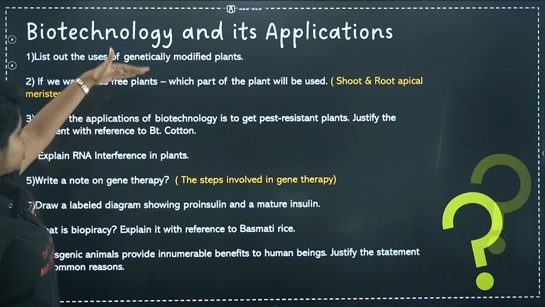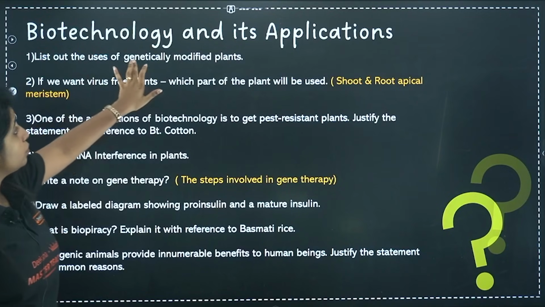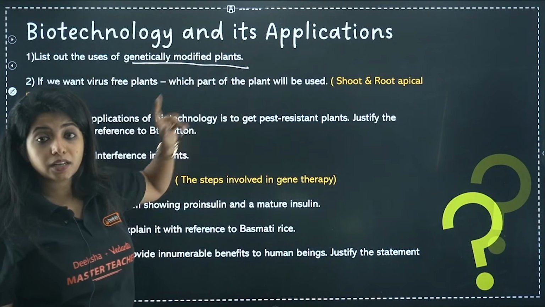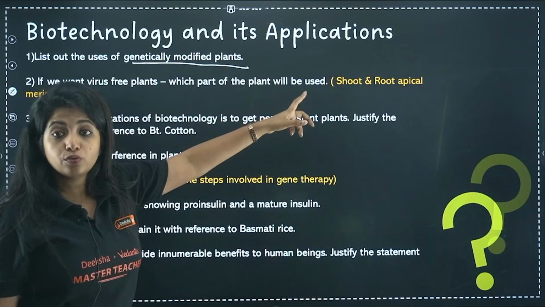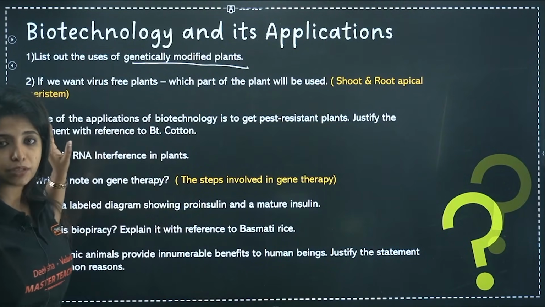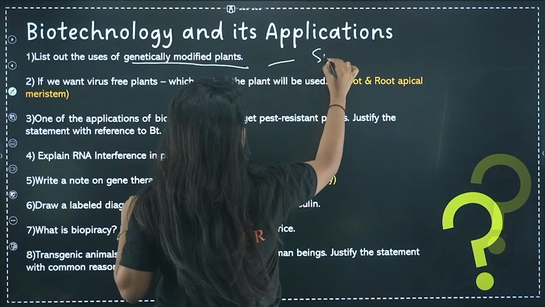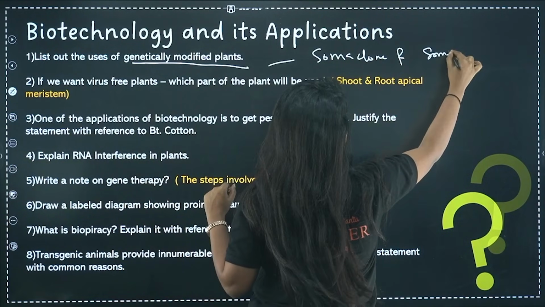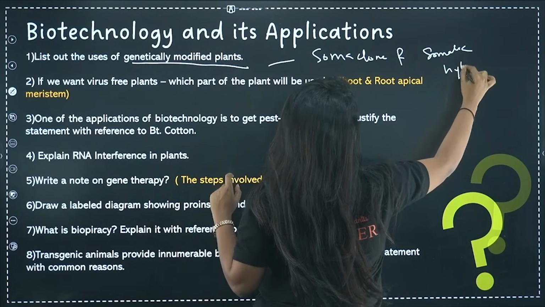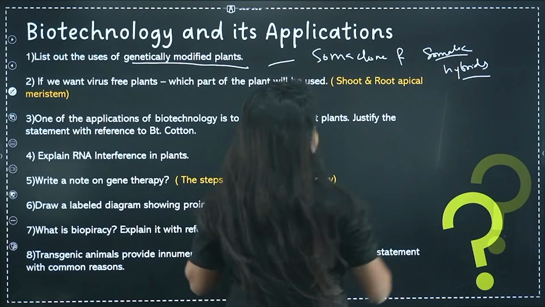Now biotechnology and its application, again these many questions are there. List out the use of genetically modified plants. This is there in the model question paper. If you want virus-free plants, then what part of the plant will you use? You will use shoot and root apical meristem. Now with that I remember, please know what are somaclones and how they are different from somatic hybrids.